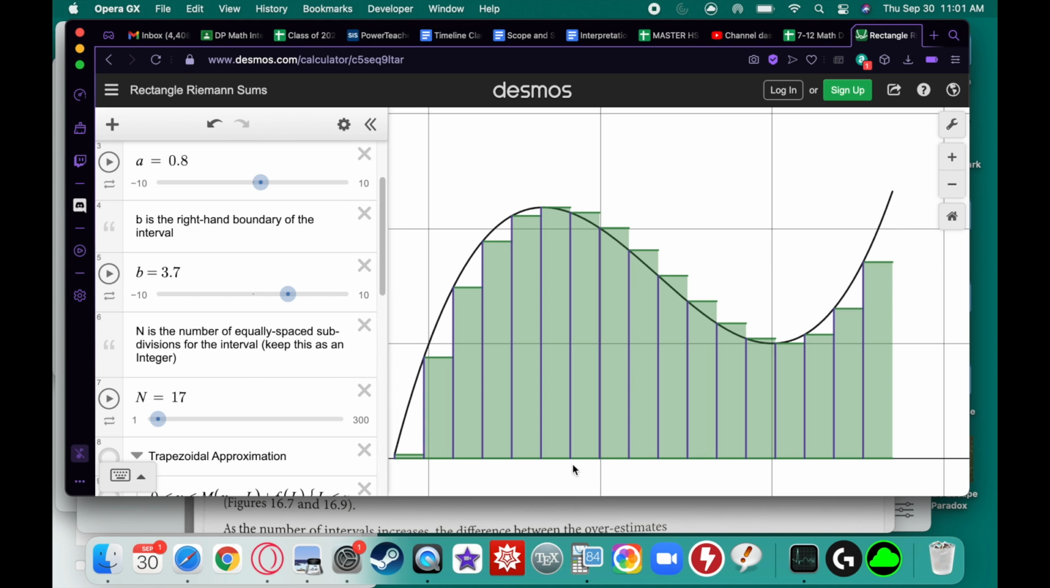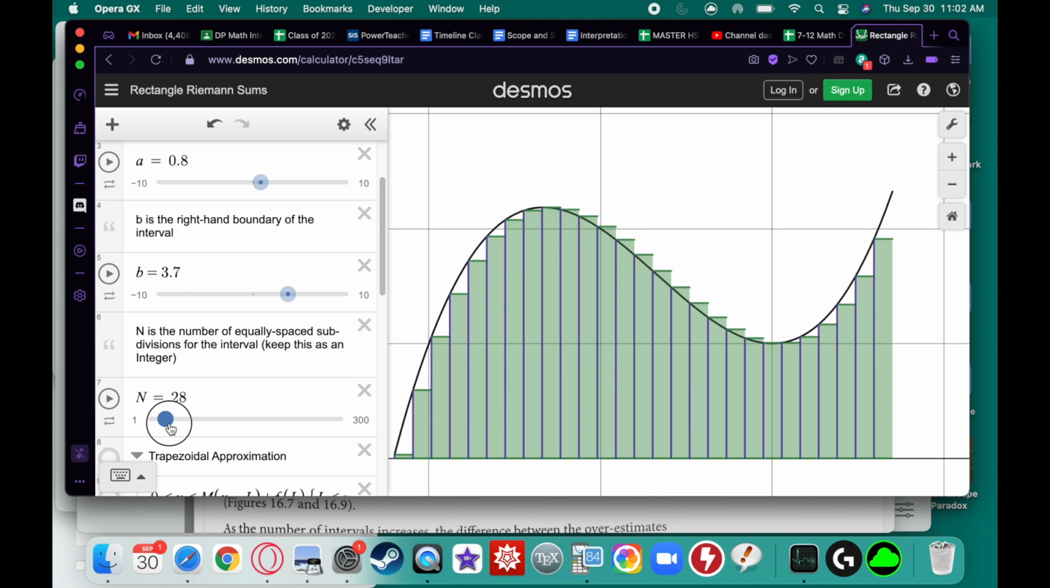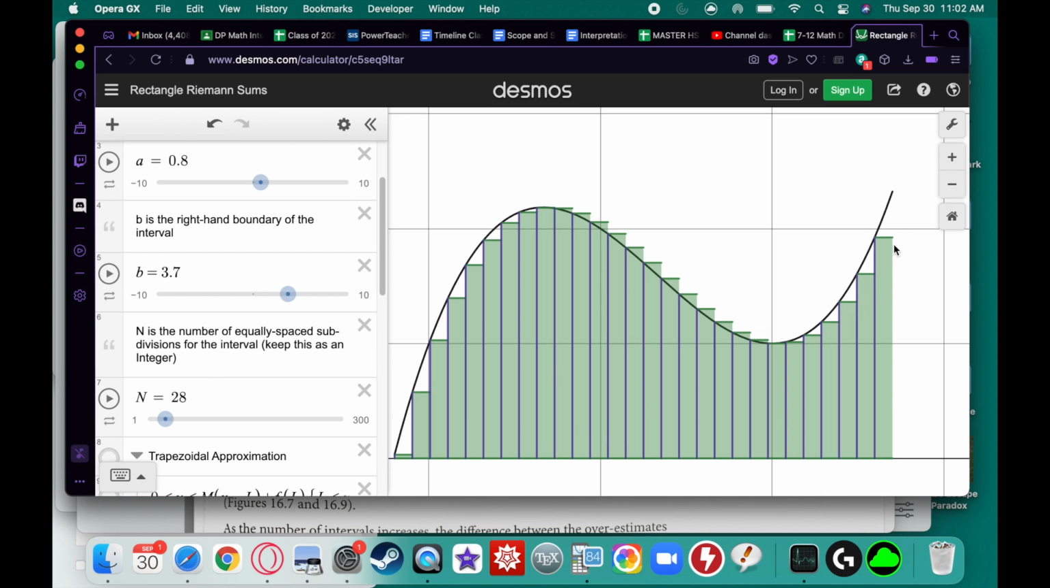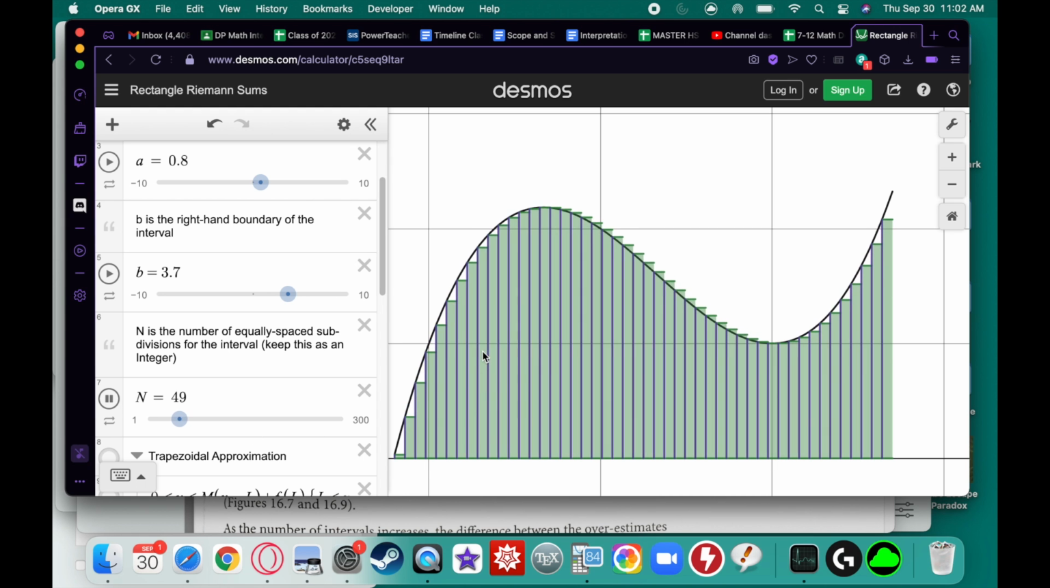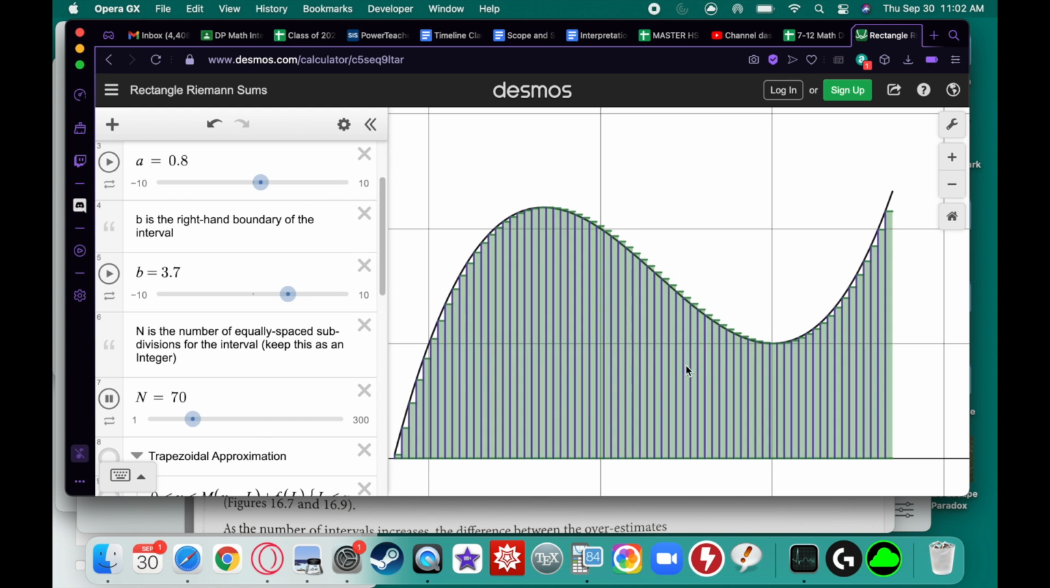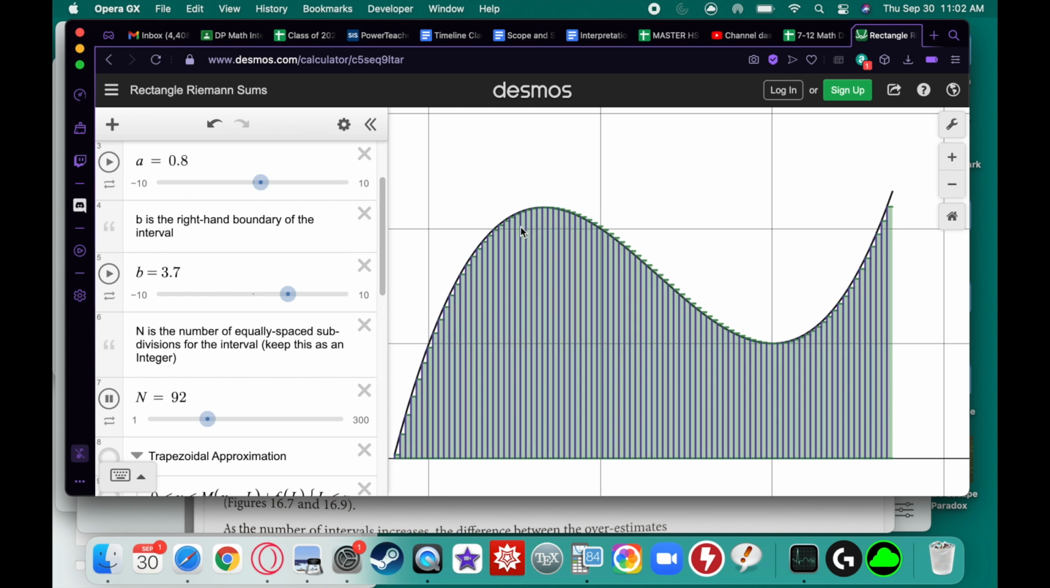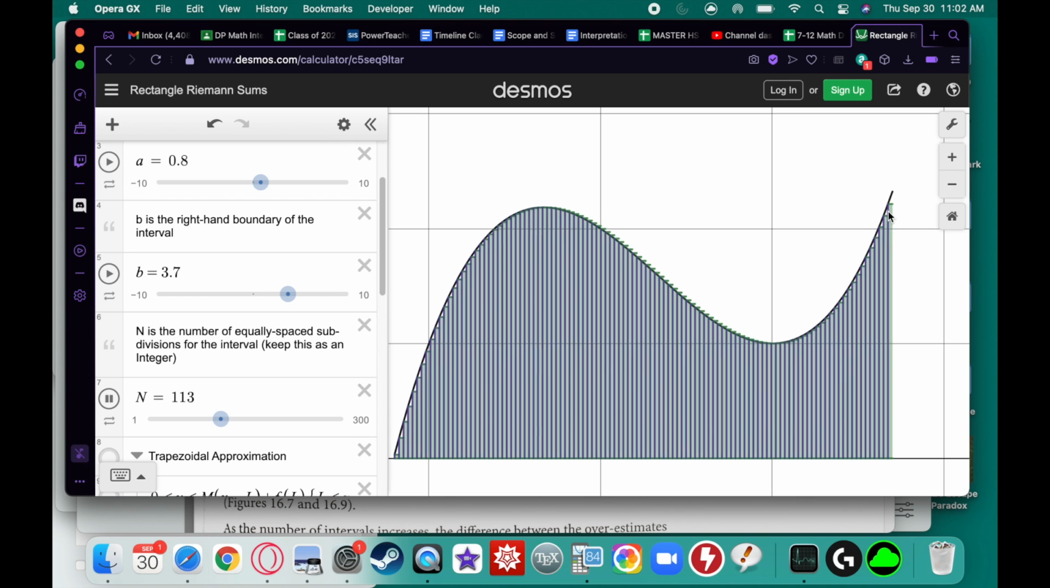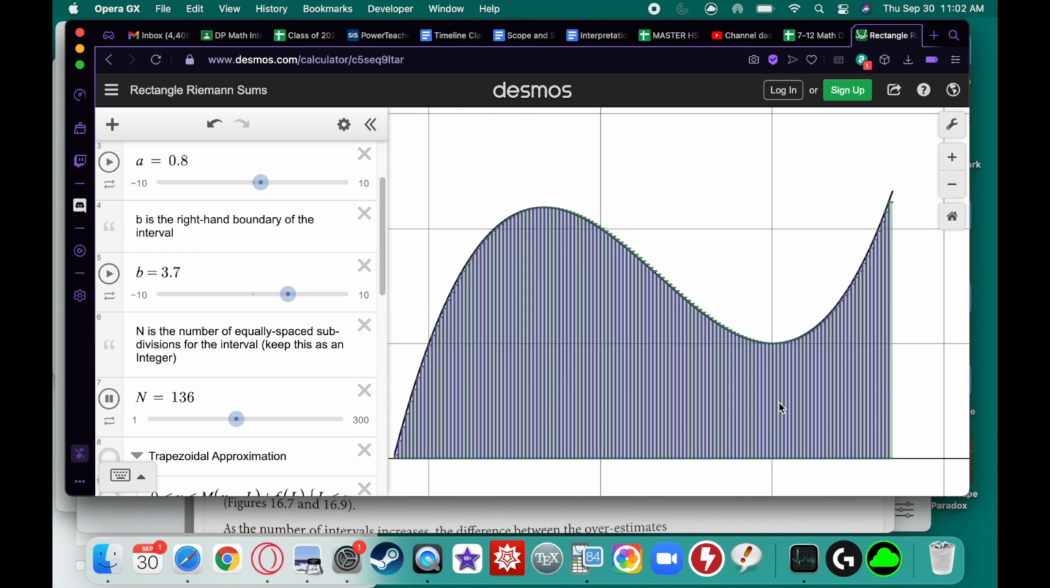So what happened here? The width got a little smaller for each of these rectangles, and I added more rectangles. What happens if I add more? Now the width is even smaller, and the area under the curve is really starting to look like it. So what happens if I just keep on adding more rectangles? As you can see, the total area of all of these rectangles slowly but surely starts approaching the exact area underneath this curve.